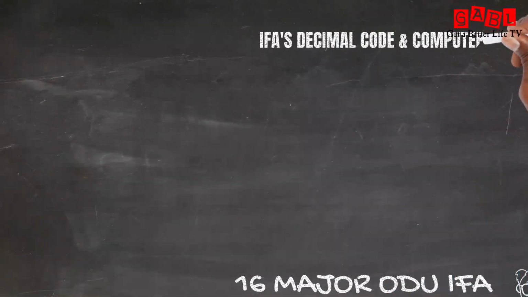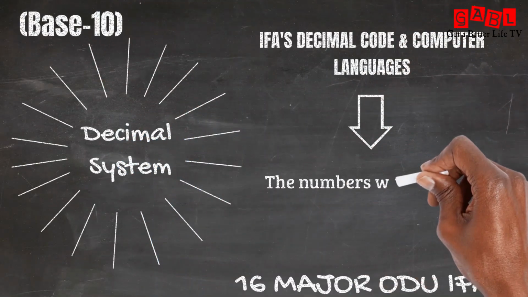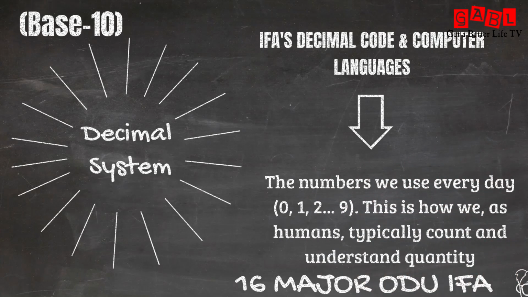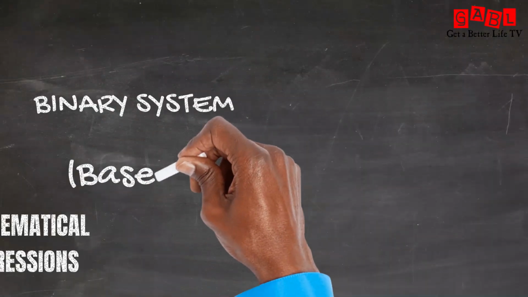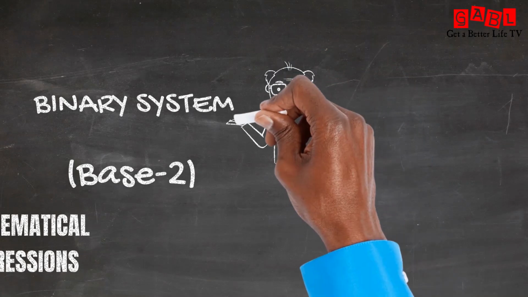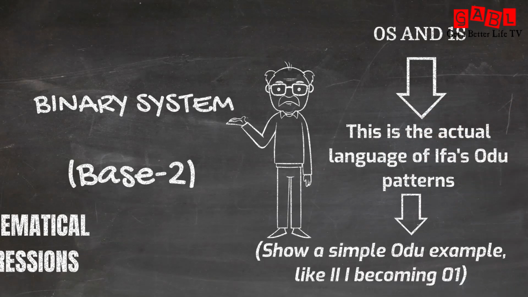The Ifa decimal code and computer languages. 1. Our counting system, the decimal system. Base 10, the numbers we use every day, is 0, 1, 2, 3 to 9. This is how we as humans typically count and understand quantities. The binary system of base 2 uses only zeros and ones. This is the actual language of Ifa's Odu pattern.